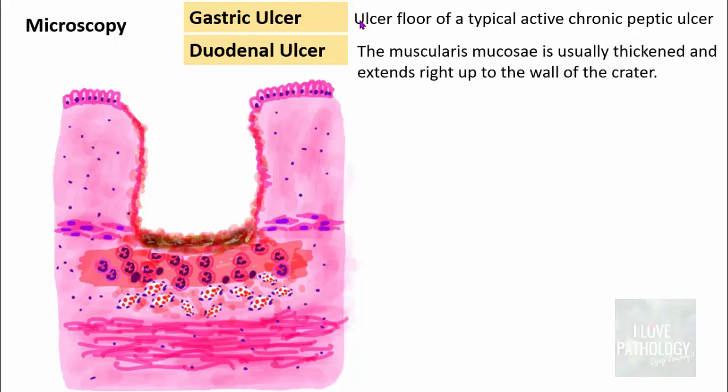Now let us understand the features of the ulcer floor in a typical chronic gastric or duodenal ulcer. The muscularis mucosa is usually thickened and extends right up to the wall of the crater. This is a crater, this is a wall of the crater, and this crater can extend deeper till the muscularis. Sometimes it can even perforate, right?